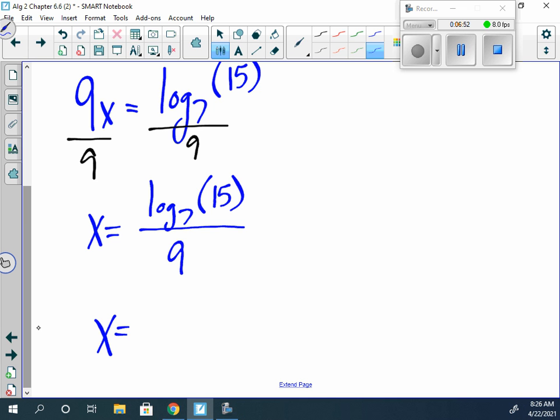Now you can type this whole thing in, especially with the graphing calculator, it wouldn't be too bad: log base 7 of 15 divided by 9. Now on a non-graphing calculator, what I would do is do our log of 15 over log of 7 and get our answer.